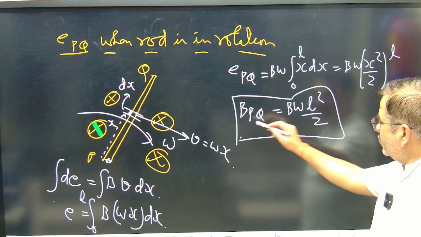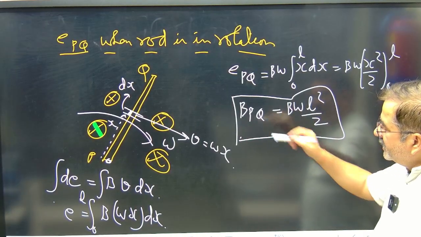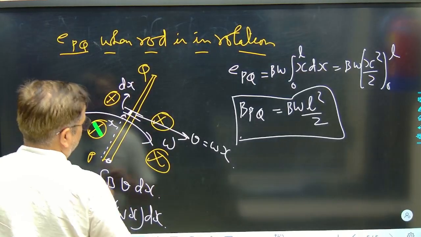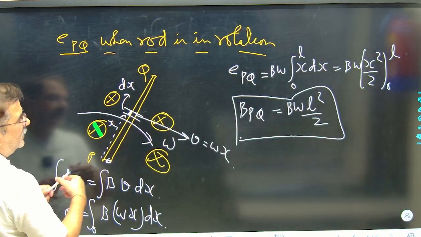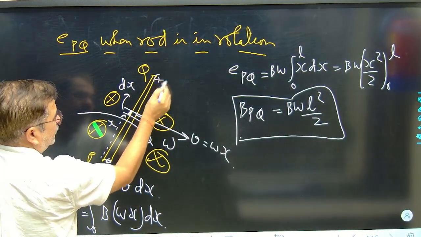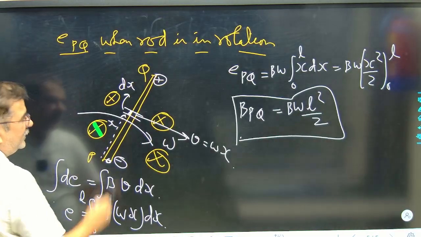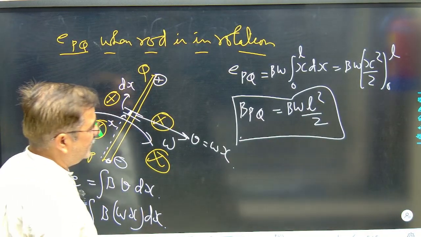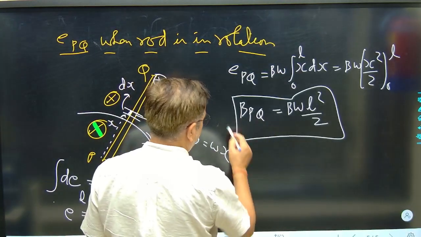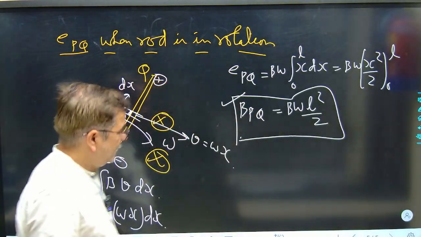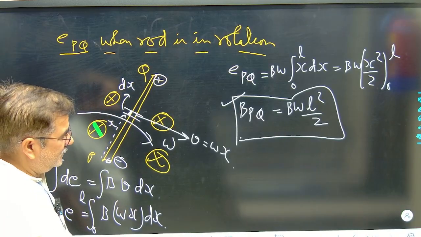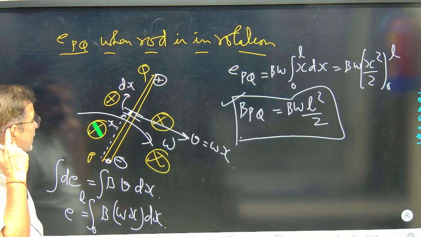So the effective length determines the EMF developed, and I can also see which end will be positive. Using V cross B, this end of the rod will become positively charged and this end will be negatively charged. So EMF will be this. We can take this approach, and the rod has to be conducting. Now what can happen next?